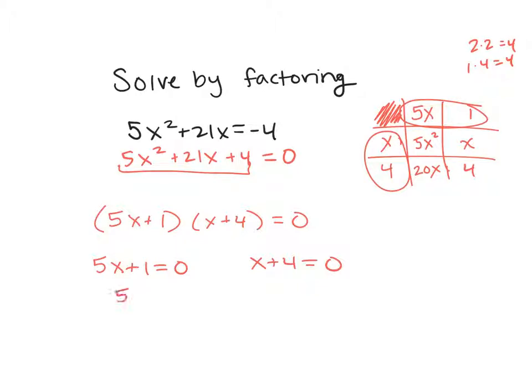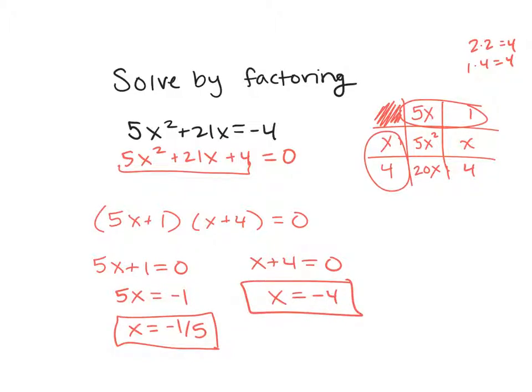Once we do that, we're going to solve the regular way that we've been doing for a while, and we get x equals -1/5 as one of our answers, and x equals -4 as our other. So solving by factoring, you're going to factor, set it equal to 0, split it up, and solve.